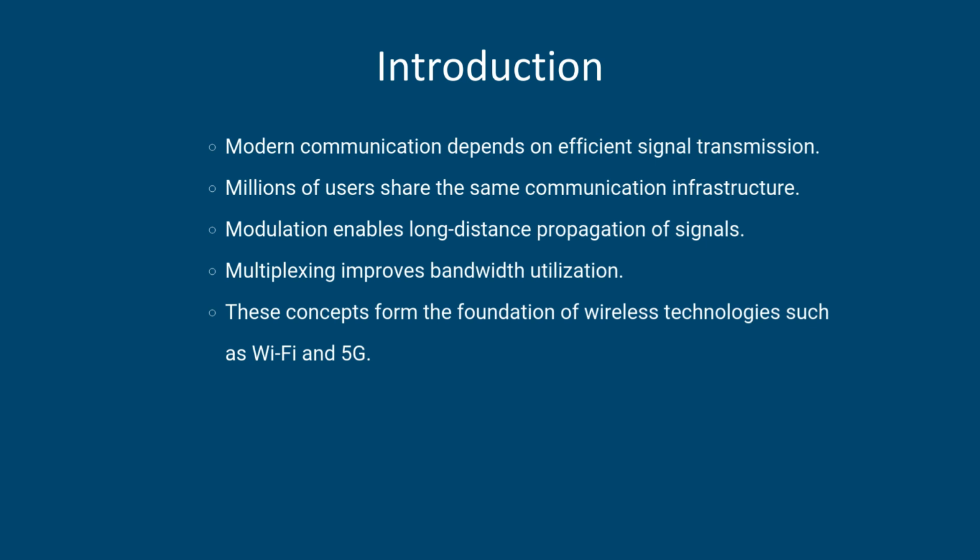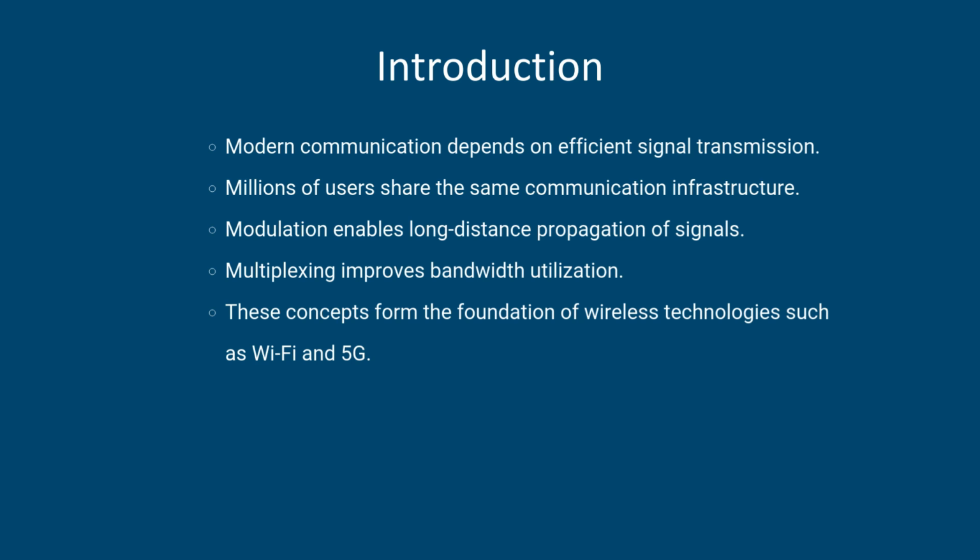In modern communication systems, efficient signal transmission is very important. Today, millions of users are connected through mobile networks, internet systems, and wireless devices. If all users try to send data at the same time without any control, there would be interference and communication failure. This is where modulation and multiplexing come into the picture.